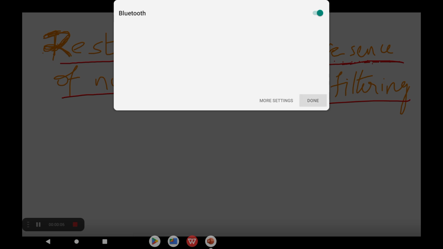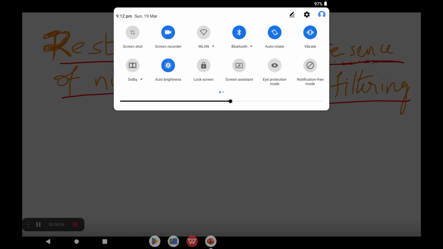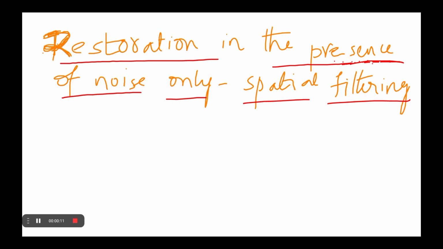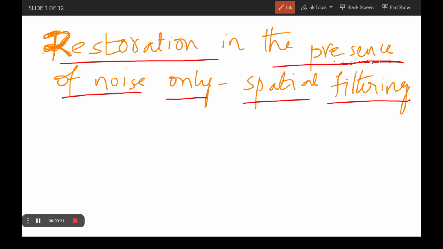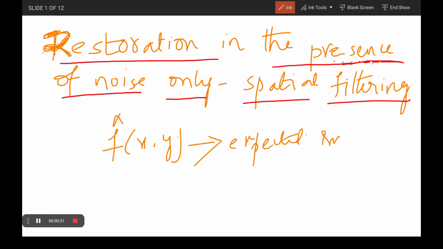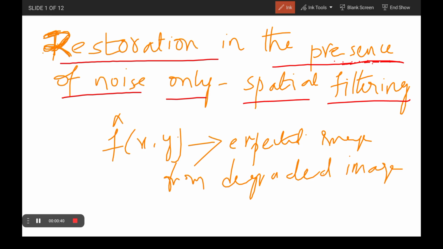In this video, we are going to see the different types of restoration processes. Generally, restoration means that we are trying to estimate the input image. Here, f dash of x comma y is the expected input image estimated from the degraded image. So that is the basic criterion.